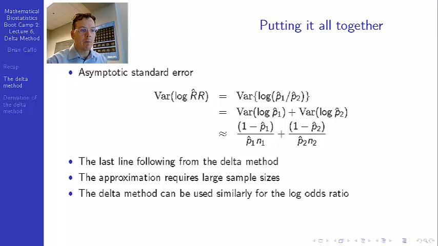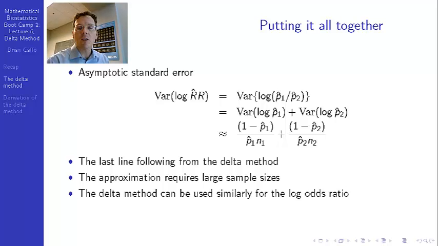We haven't done anything. Now, if we were to use our delta method estimate of the variance for each of these things that we calculated on the previous page, then we get (1 minus p1 hat) over (p1 hat n1) plus (1 minus p2 hat) over (p2 hat n2). And if we square root that, it is exactly the standard variance estimate for the log relative risk that we gave at the beginning of the class. Okay, and so that's where it comes from.